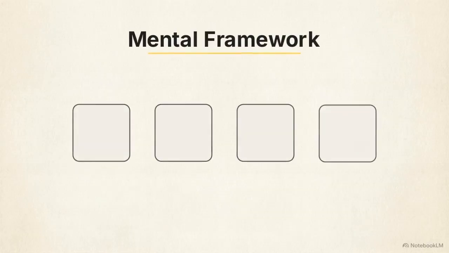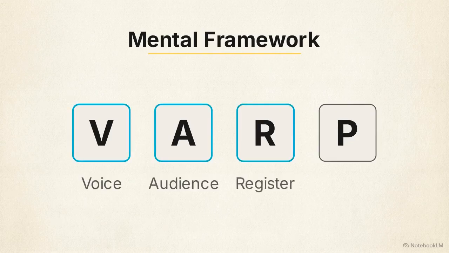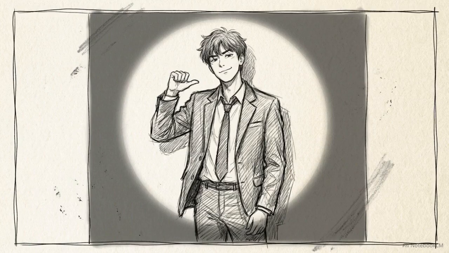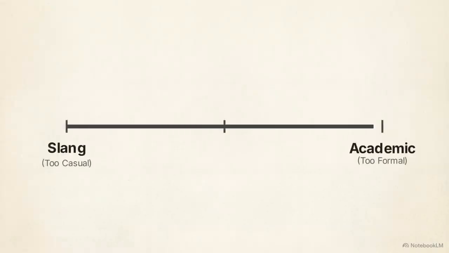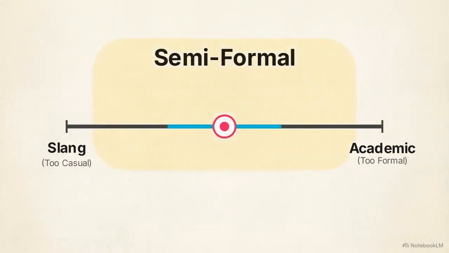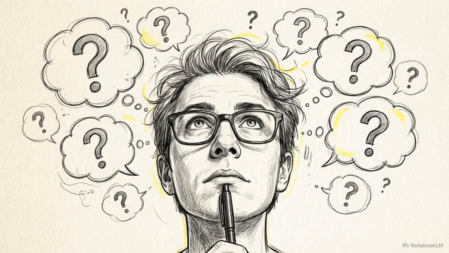Beyond the layout, you need to establish a mental framework for the character. We call this VARP: voice, audience, register, and purpose. Voice means writing in the first person as a character from the text. Your audience is yourself. You are writing a private record that no one else is intended to see. Your register is semi-formal standard English, conversational but grammatically correct. Finally, your purpose is to reflect on what happened and process your character's feelings.